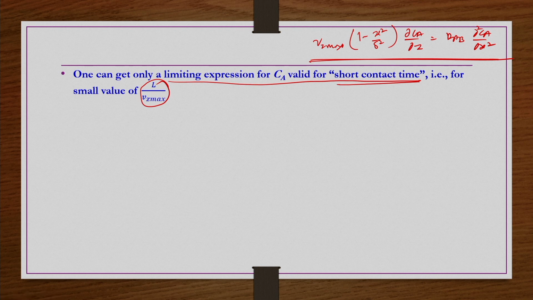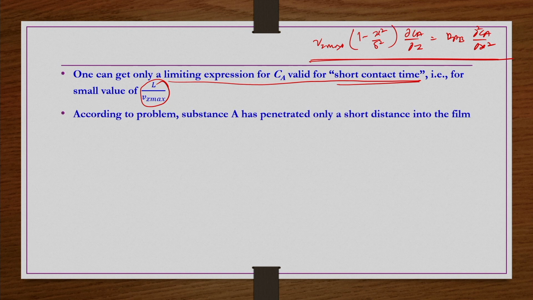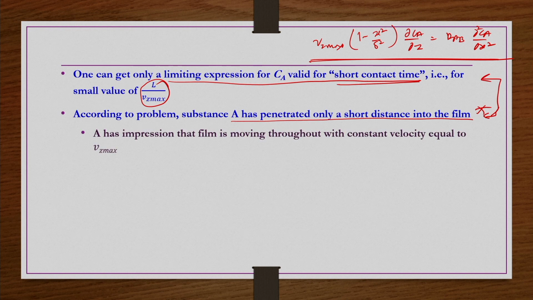So, why short contact time? Because within that small time, A is able to penetrate only a smaller distance into the liquid film, that is the reason. Accordingly, substance A has penetrated only a short distance into the film. So, these are the given statements, both of them are now interconnected. So A has the impression that the film is moving throughout with a constant velocity equal to Vz.